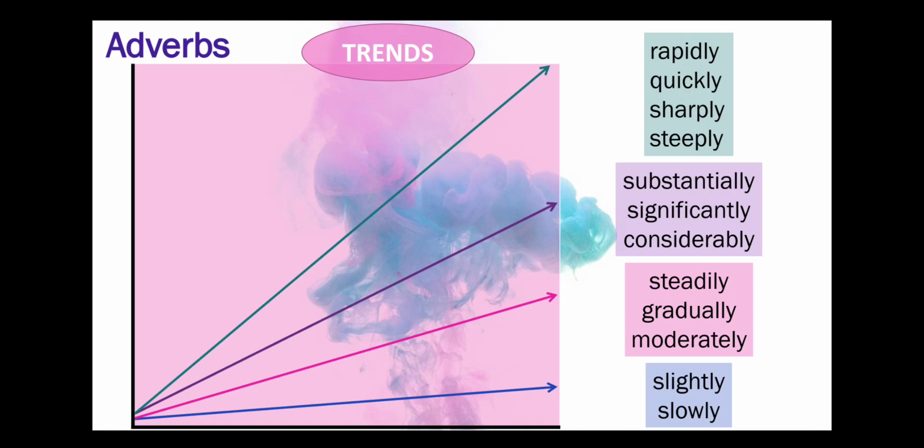The adverbs that can be used with different types of graphs are listed on the right, and you can see the graphs, the level and the speed of increase is indicated by the lines. The blue line indicates the lowest degree or a slow degree of improvement. So accordingly, we are going to use the adverbs: slowly, slightly, moderately, gradually, steadily, considerably, significantly, substantially, steeply, sharply, quickly, rapidly.